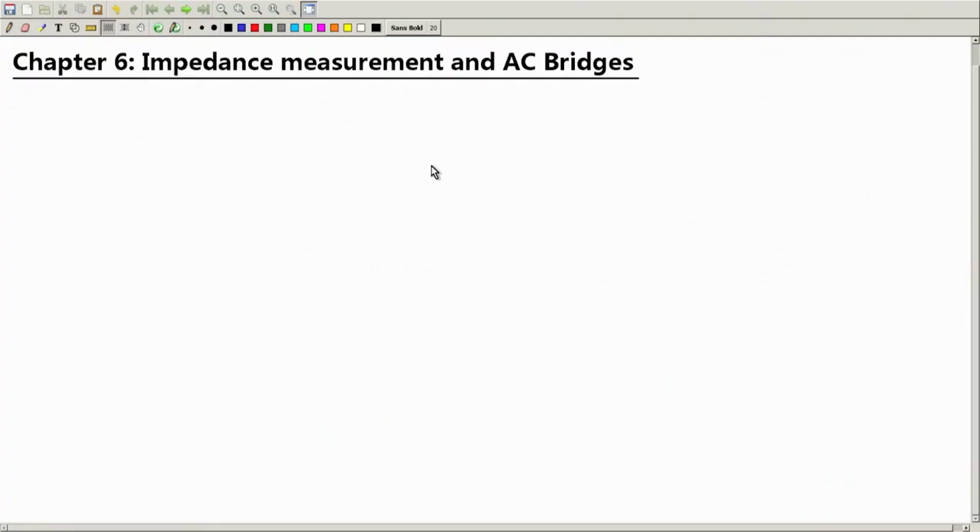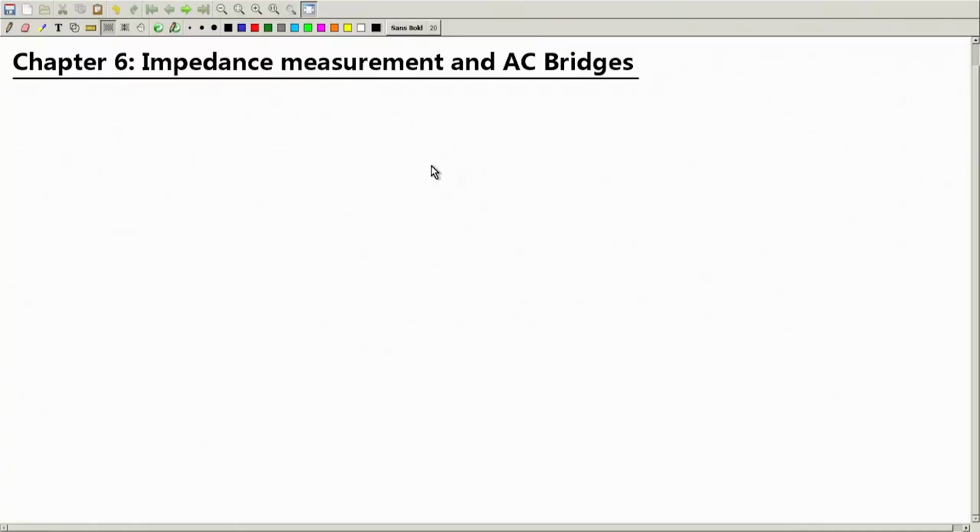Welcome back. Today we are going to start a new chapter, but possibly this is the most boring chapter we are going to deal with. We are going to talk about AC bridges and measurement of impedance. That means not just resistance, but could be capacitance, inductance or some combination of them. Okay. So, let us begin.